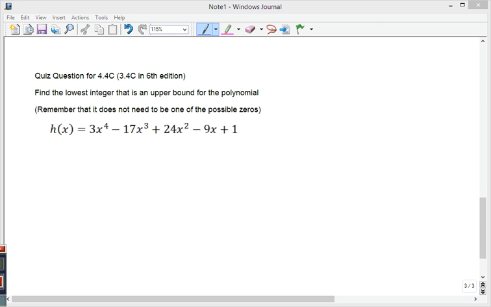Okay, here's your quiz question. I just want you to find the lowest integer that's an upper bound for this polynomial. Remember that it doesn't have to be one of your possible zeros that you find with that rational zeros. It doesn't have to be one of the rational zeros. We're just looking for an integer, so that means like a whole number. And it's going to be positive because it's an upper bound, right? So just find the lowest one. So just start trying them until you find one that works, that gives you an upper bound.